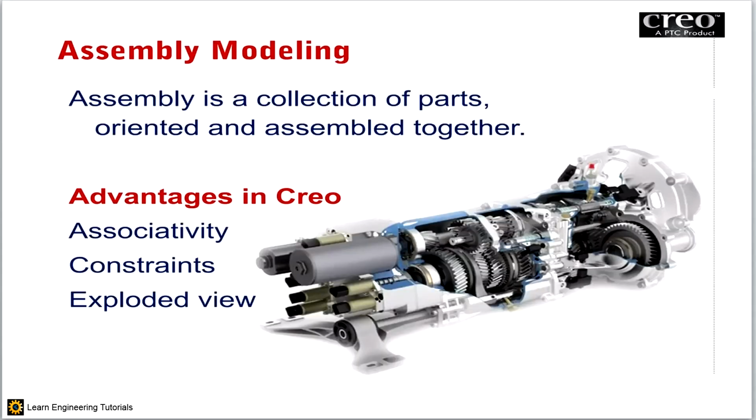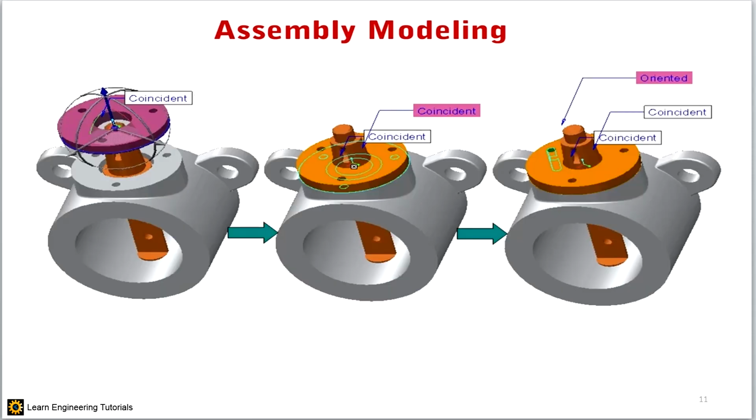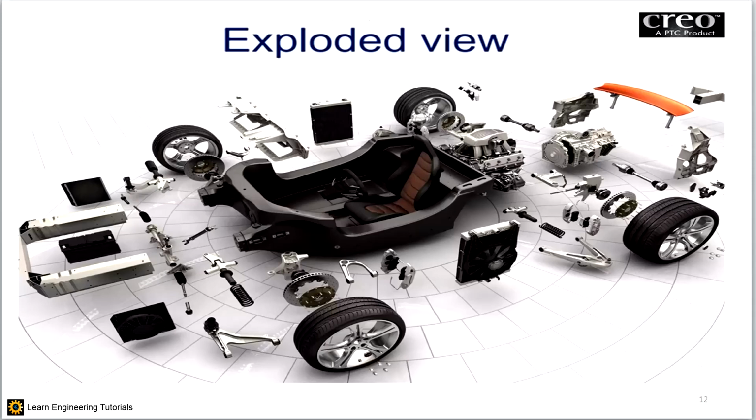These are the assembly views. Assembly is a collection of parts oriented and assembled together. Advantages in Creo: associativity, constraint and explode view. These are the assembly's different steps. This is the explode view.